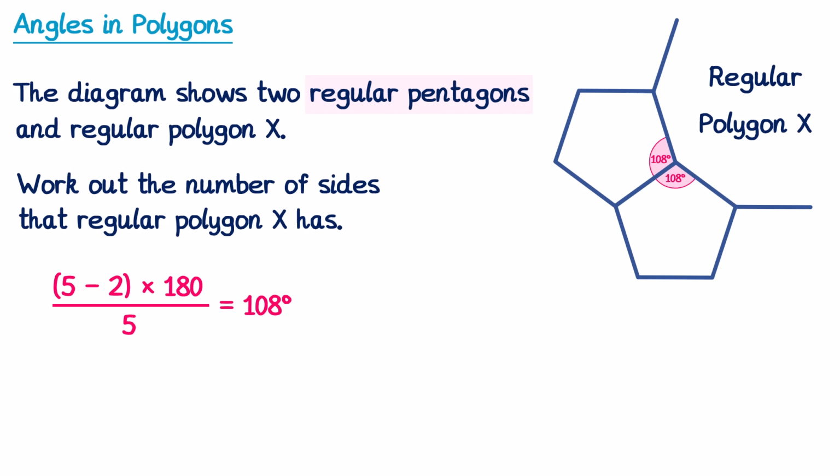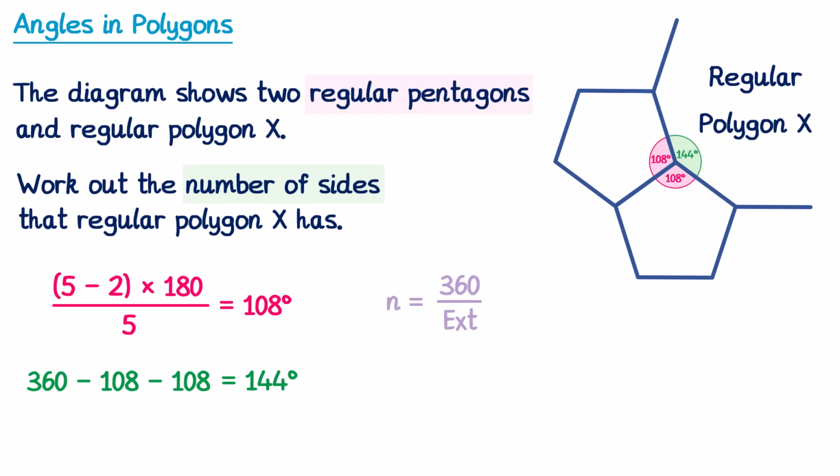Now if I mark on the interior angle of regular polygon X, so this angle here in green, we can work this out because all 3 of those angles are angles around a point, and angles around a point add up to 360 degrees. So if we do 360 and subtract both of those 108s, we find the green angle is 144 degrees. In this question, we're trying to work out the number of sides of regular polygon X.